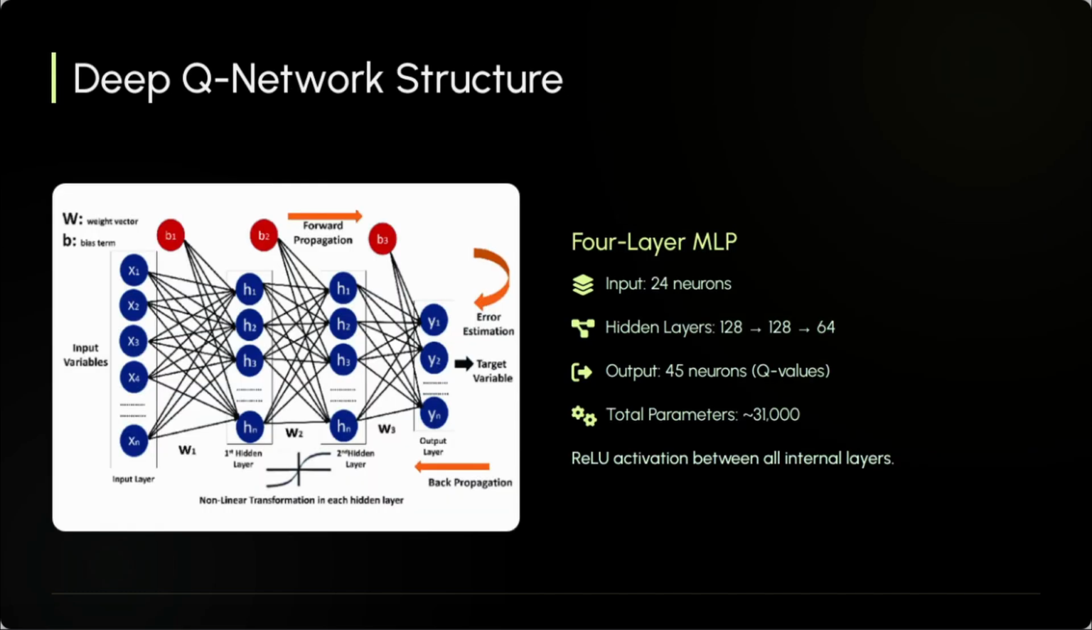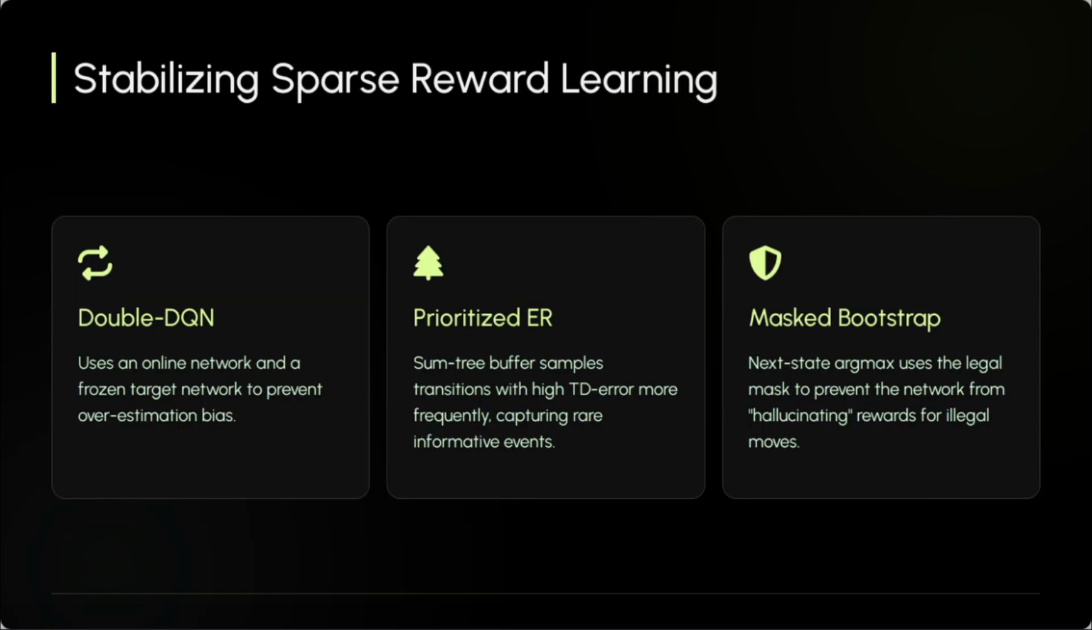The network maps the 24-dimensional game state to 45 Q values, 1 per possible action, each estimating the expected future reward of that move. Action selection is cheap. 1 forward pass, apply a legal move mask, and then take the argmax. The real engineering is in training, and there are 3 things that make it work.